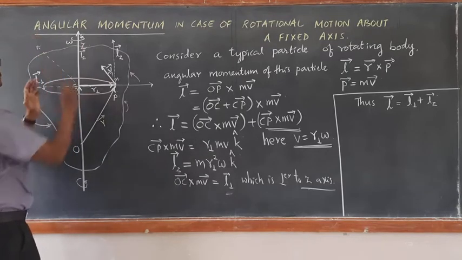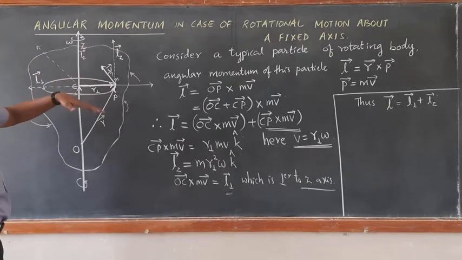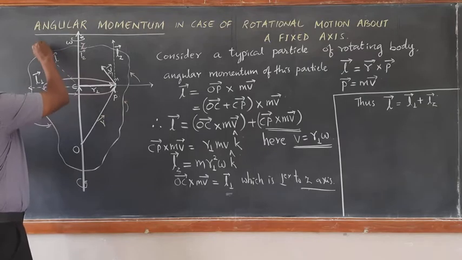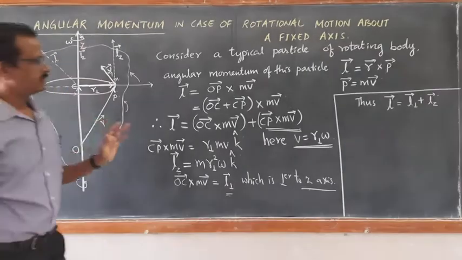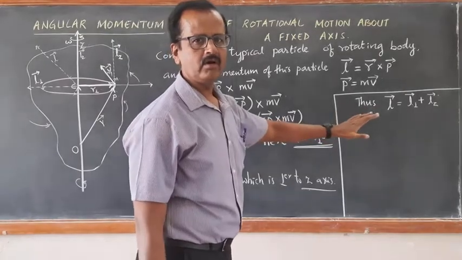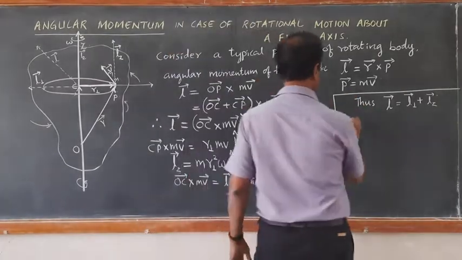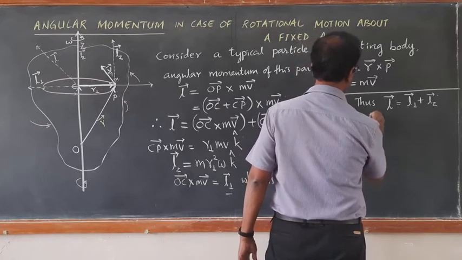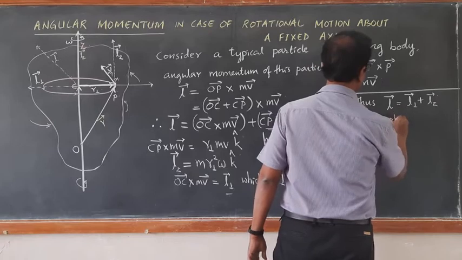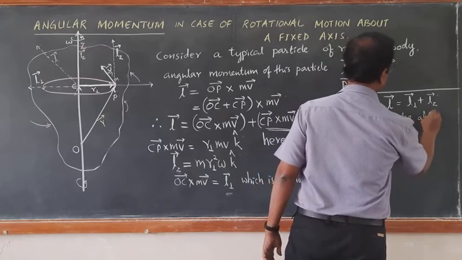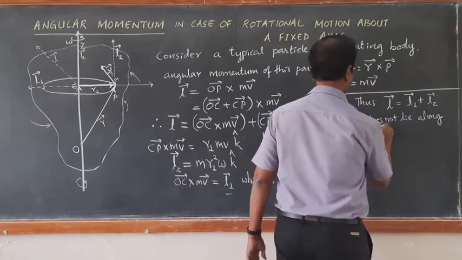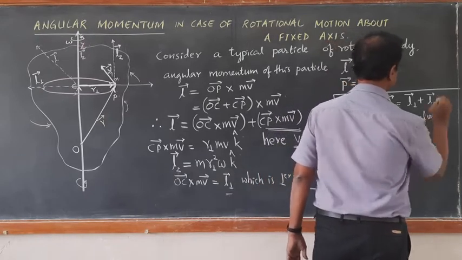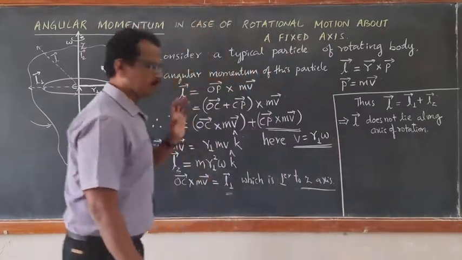This is how you are going to get the resultant of these two vectors, which is going to be called as L vector. Thus, L vector does not lie along the axis of rotation. This implies the angular momentum vector of the particle does not lie along the axis of rotation. This is for a single particle.